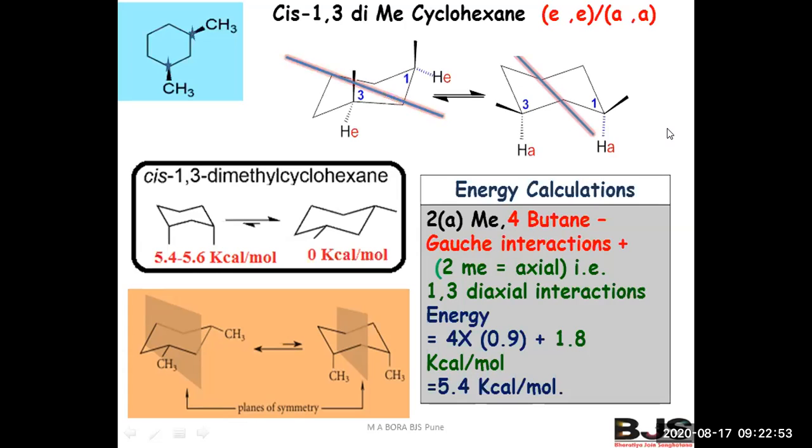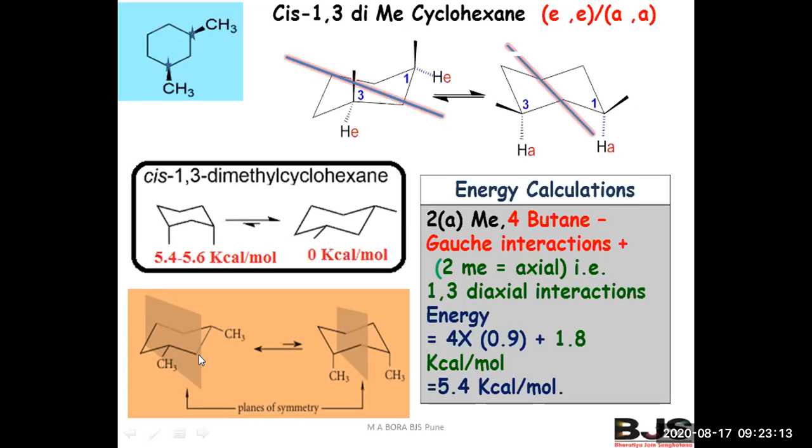Now let us talk about the optical activity. See, you can nicely see that there is a nice axis of symmetry for both the diaxial form as well as the diequatorial form. So this particular molecule has an axis of symmetry, or here I have represented a plane of symmetry.